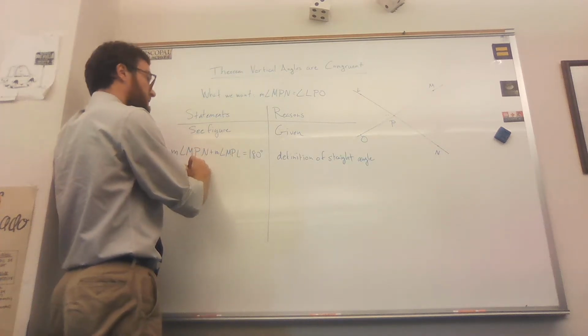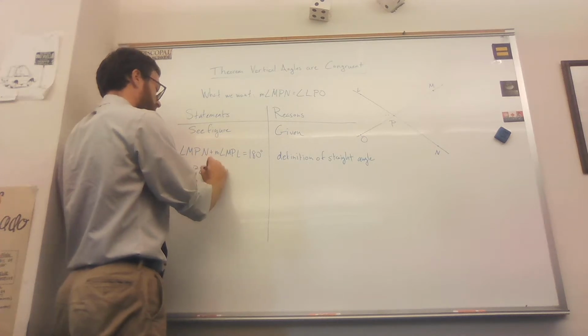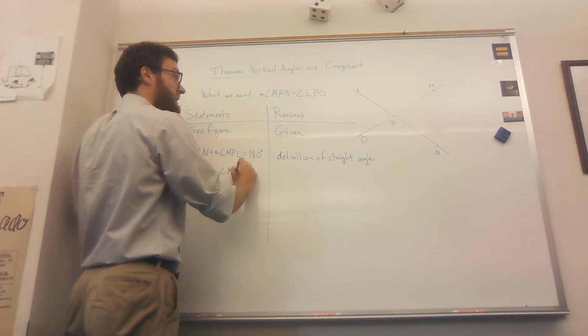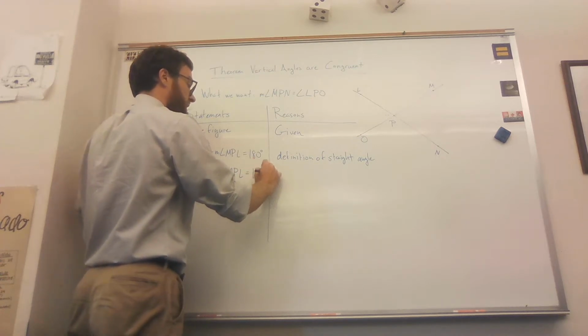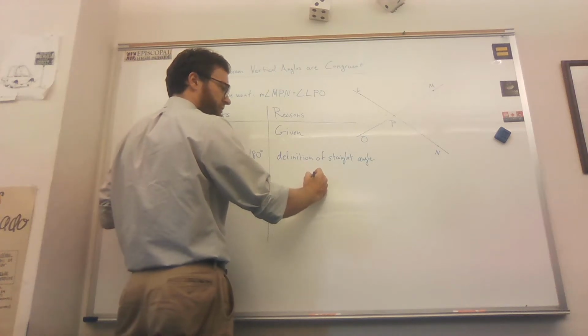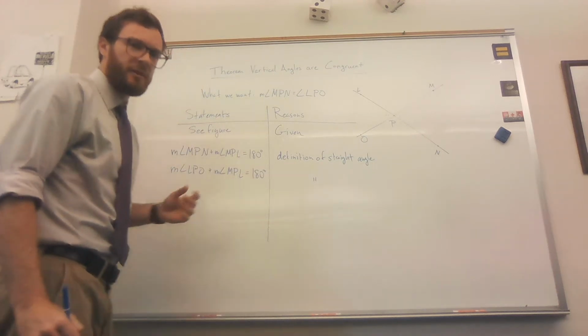Measure of angle LPO plus measure of angle MPL equals 180 degrees. Why? Well, the same reason, definition of straight angle. I'll just abbreviate with ditto marks because I'm lazy.